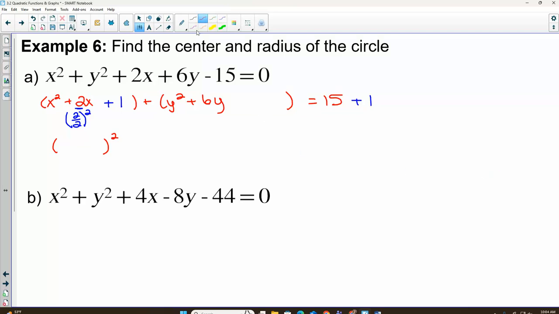Okay, the reason we did this, what numbers multiply to 1 and add to 2? 1 and 1. So that factors into x plus 1 squared. So we were able to factor.